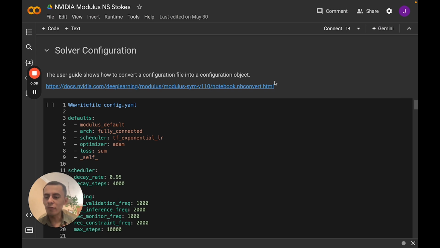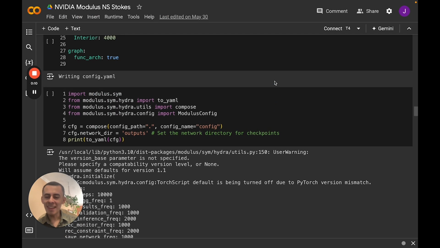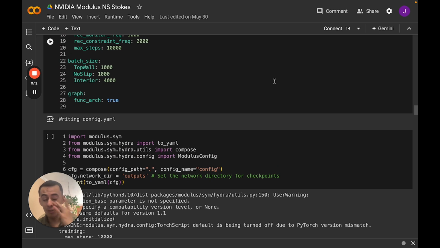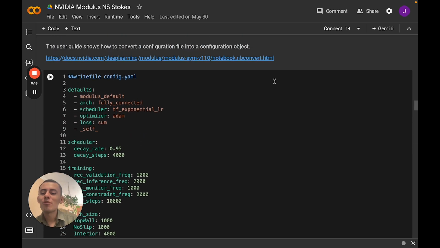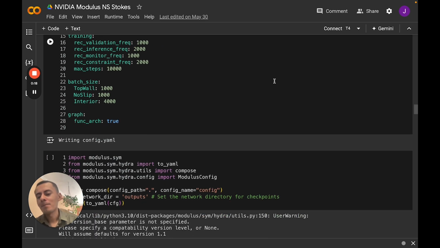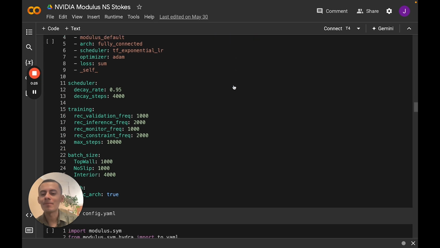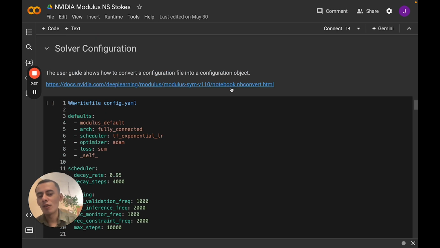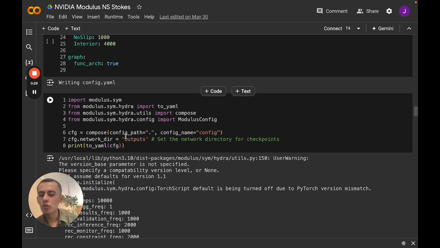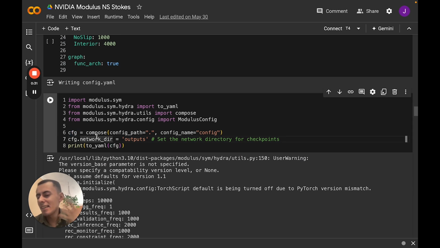So, the solver configuration. As I mentioned, I wanted to do everything with as much code as possible. There's a little bit of a limit to that. At some point, they do expect you to define a configuration file. Fortunately, they also talk about a notebook workflow in which you can convert the configuration file into a configuration object. In fact, it's just a process of Hydra.